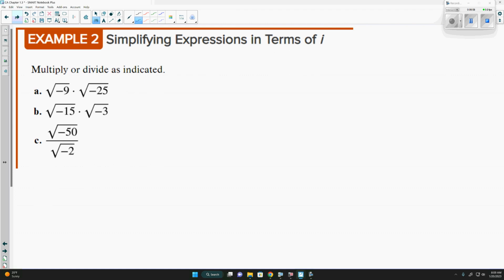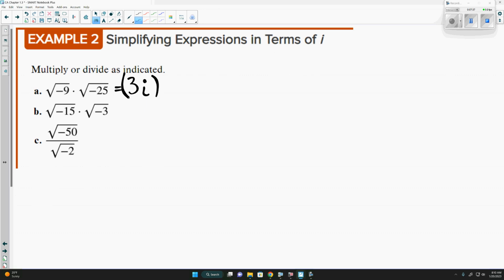Multiply or divide as indicated. When we multiply or divide, we really need to simplify the radicals first and then multiply them together. Because it's very tempting to want to just smash them together and go from there. But 9i, square root of -9. Well, the negative is going to come out as i, yes? And what's the square root of 9? 3. So the square root of -9 is 3i.